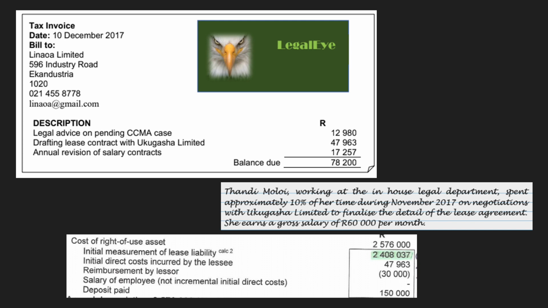Right, and then what a lot of students did is they went and added the salary of the employee. Now that came from this little bit which says Tandi Malloy, working at the in-house legal department, spent approximately 10% of her time during November on negotiations with the company to finalize the detail of the lease agreement.